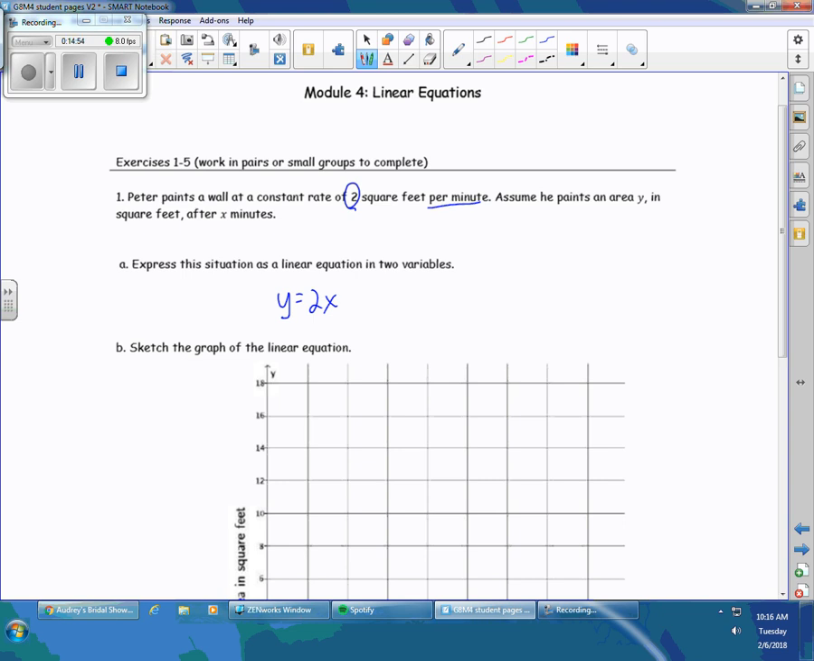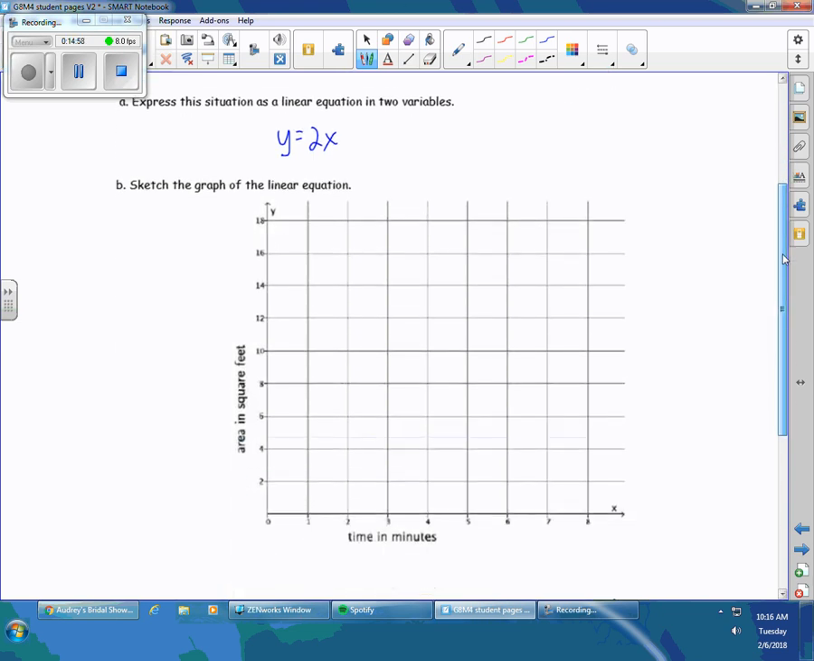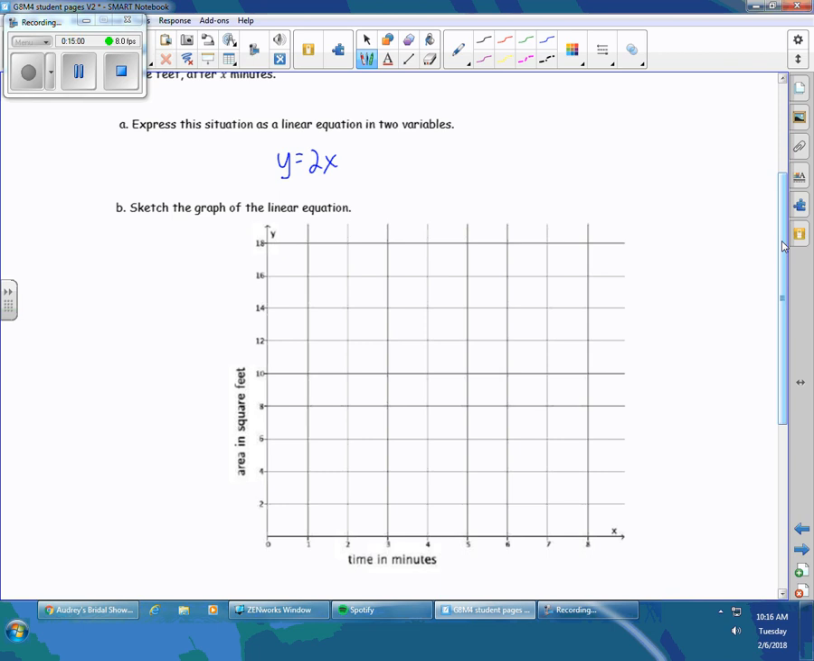Okay. Sketch the graph of the linear equation. If you need to do a table, you can. I don't think that you should have to. Now notice that the area in square feet, they're counting by 2 here, and the time in minutes, they're only counting by 1. So if I'm going up 2 and over 1, I'm going to be hitting every one here. Even though that looks like a 1 over 1 slope, it's because our graph is going up by 2 in that direction.